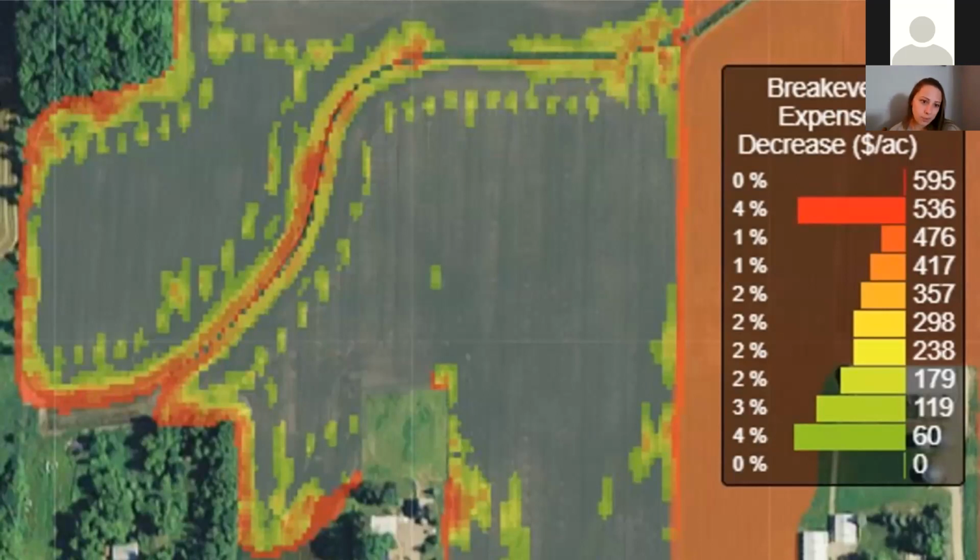So again, being able to look at these kinds of maps and know that those acres aren't really producing that much, but really seeing the dollar amount that you're losing by just putting on seeds, making those passes, adding fertilizer, and then not getting any yield from it. That's where that loss is coming from.